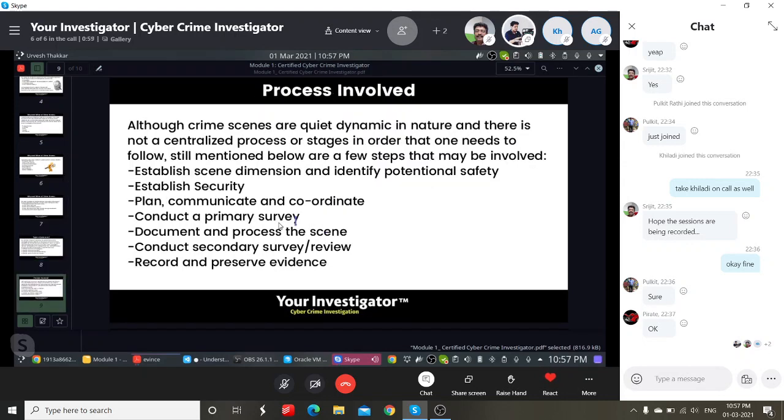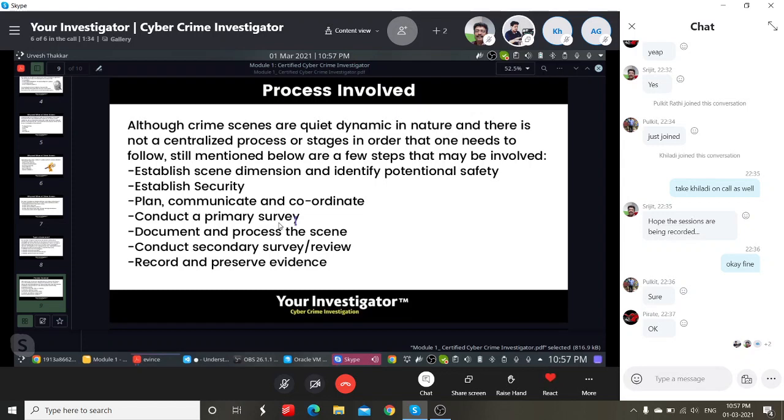Although crime scenes are quite dynamic in nature and there is no centralized process or stages that one needs to follow, still, a few steps that may be involved are mentioned below. Crime scenes are completely dynamic, and you shouldn't expect a centralized documentation or a formal framework. It completely depends on the crime scene, the nature of the crime, how dynamic the process is, and what resources are available to the law enforcement agencies. All these aspects matter.